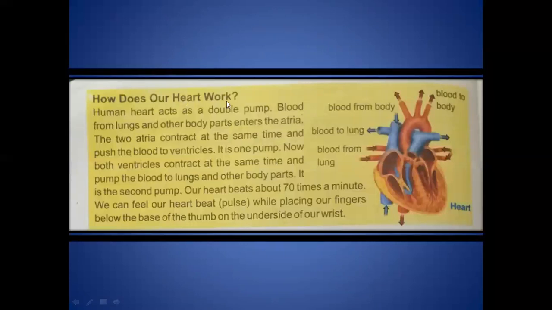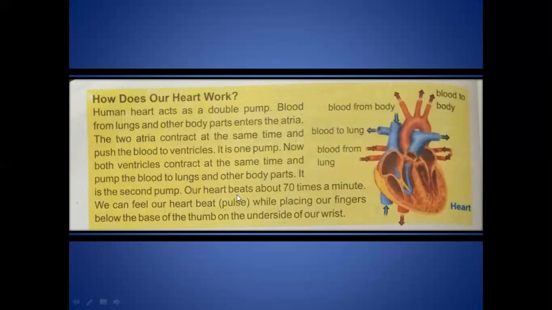How does our heart work? The human heart acts as a double pump. Double pump means in one pump the atria contract, and in the second pump the ventricles contract. So blood from the lungs and other body parts enters the atria. The two atria contract at the same time and push the blood to the ventricles. This is the first pump. Now both ventricles contract at the same time and pump the blood to the lungs and other body parts. This is called the second pump.